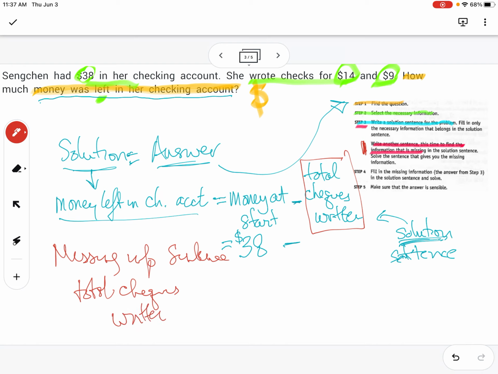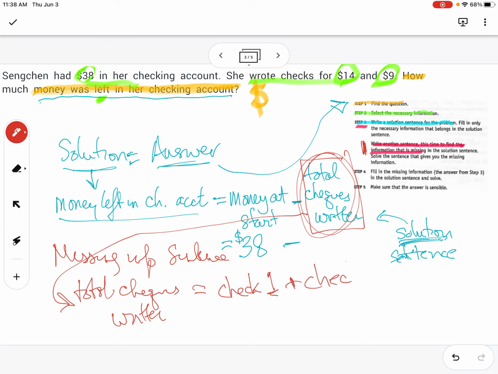Notice I've just taken what the words are here that I don't know yet, and I have put it down here, and now I'm going to explain how I'm going to find that. Well, the total checks written is going to be whatever is the value for check 1, I'm using the American spelling of check because the book does too, plus whatever was the amount for check 2. And these things I know now. That's $14 for check 1, $9 for check 2. That will give me a total of $23 for the total checks that are written.